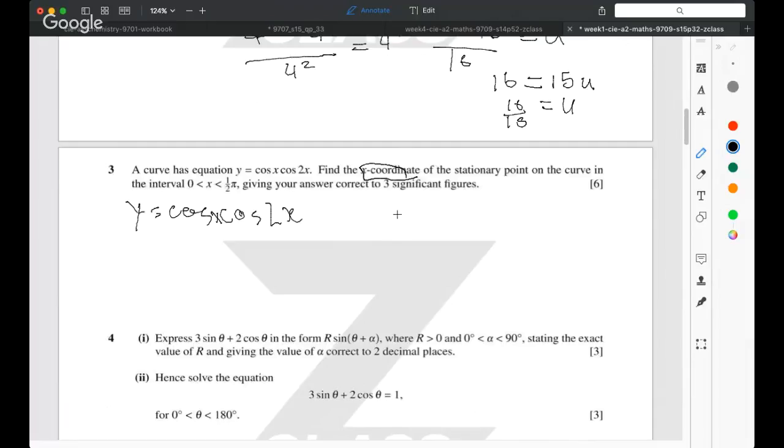So then, you want to differentiate it. So if you have a function y of x, the differentiation of y with respect to x when it is equal to 0, you get the stationary points. So the way of finding the stationary points is you do the differentiation of y first, and you equate it to 0, and you solve the equation and you find what x is.